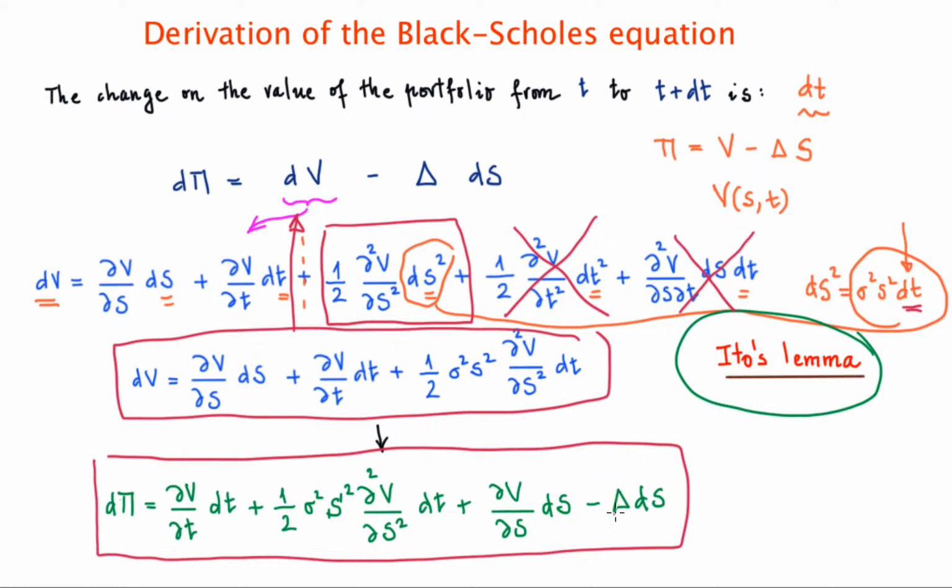Now, this delta here, which is a constant, in principle we can choose anything we want, and what we are going to do is choose a particular value here. We are going to choose delta to be the partial derivative of V with respect to S. That's what we are going to choose, because when doing that, this will go to 0. So choosing that particular value for delta, this contribution which is proportional to dS disappears.